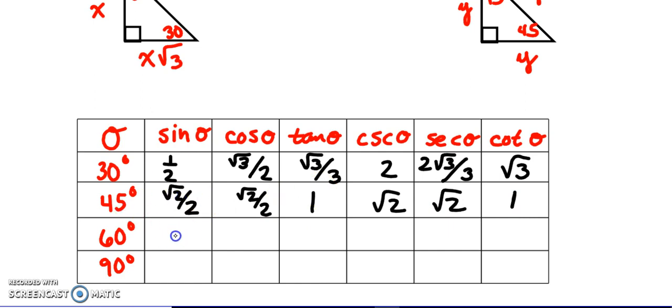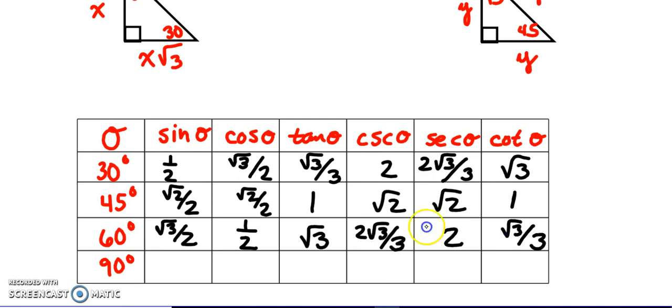And then for 60, it's pretty much taking what you have up here and flipping things around a little bit. Here, square root of 3 over 2 is that, so those flip. The 1/2 is going to flip here. This will be square root of 3. The 2 square root of 3 over 3 is going to come here, and 2 here, and then the square root of 3 over 3. So if you get these for 60, just flip things around.